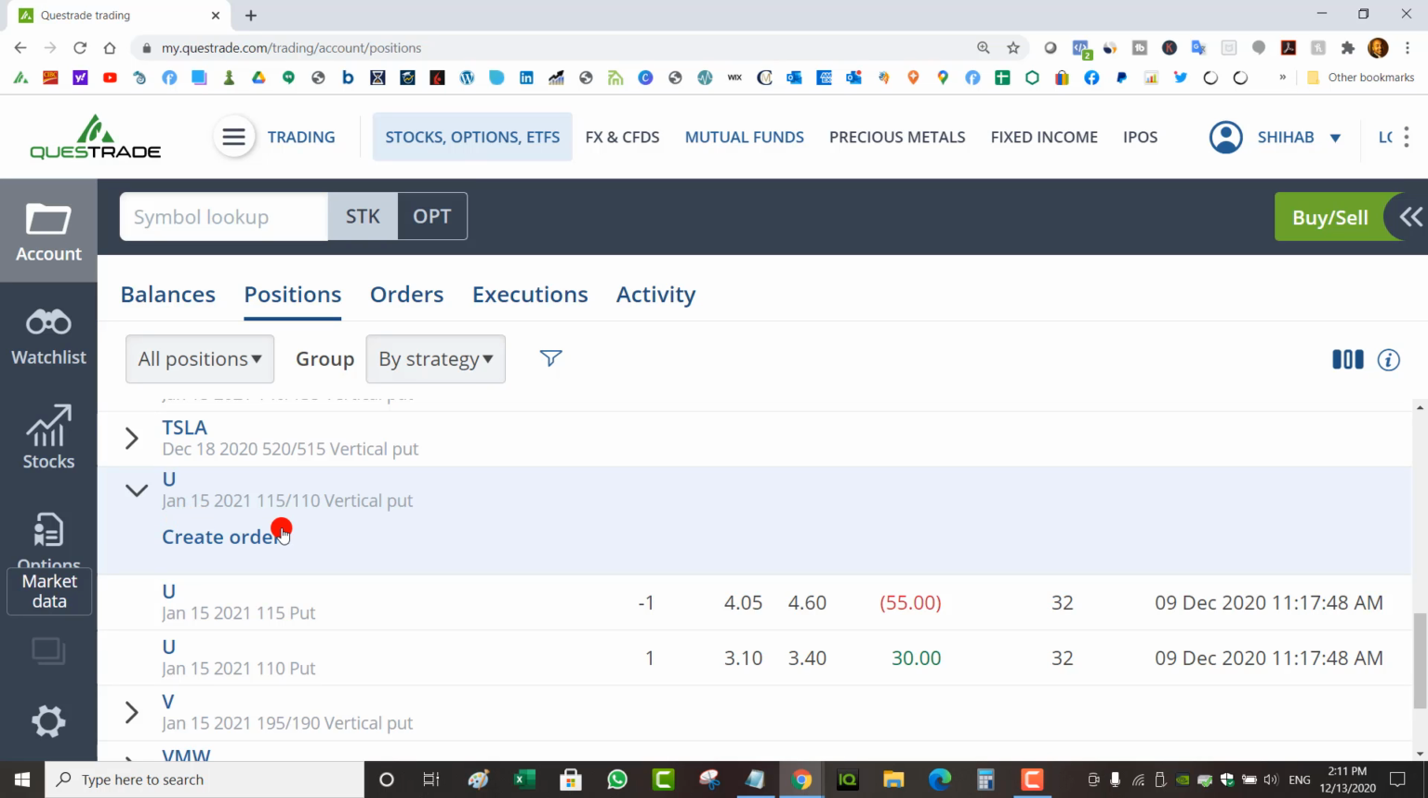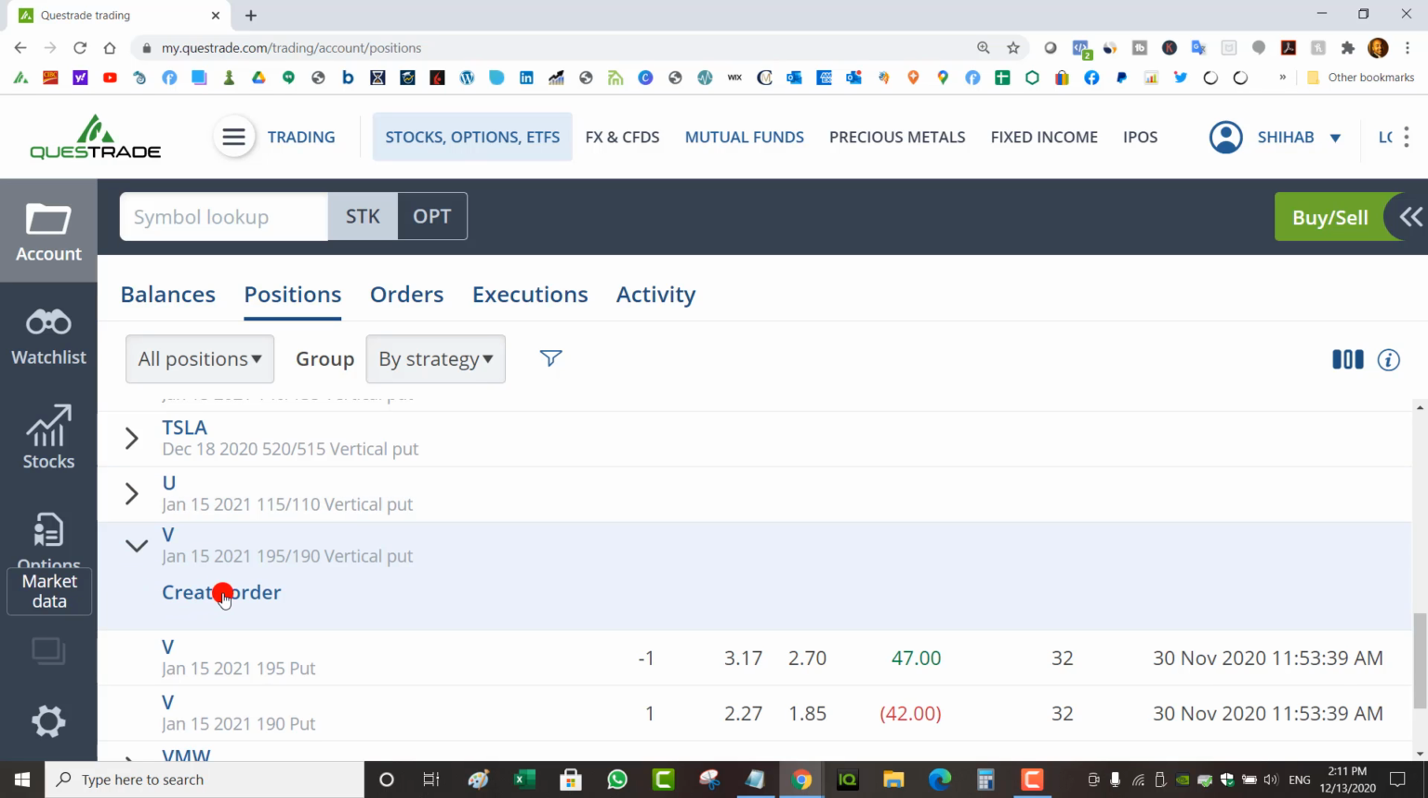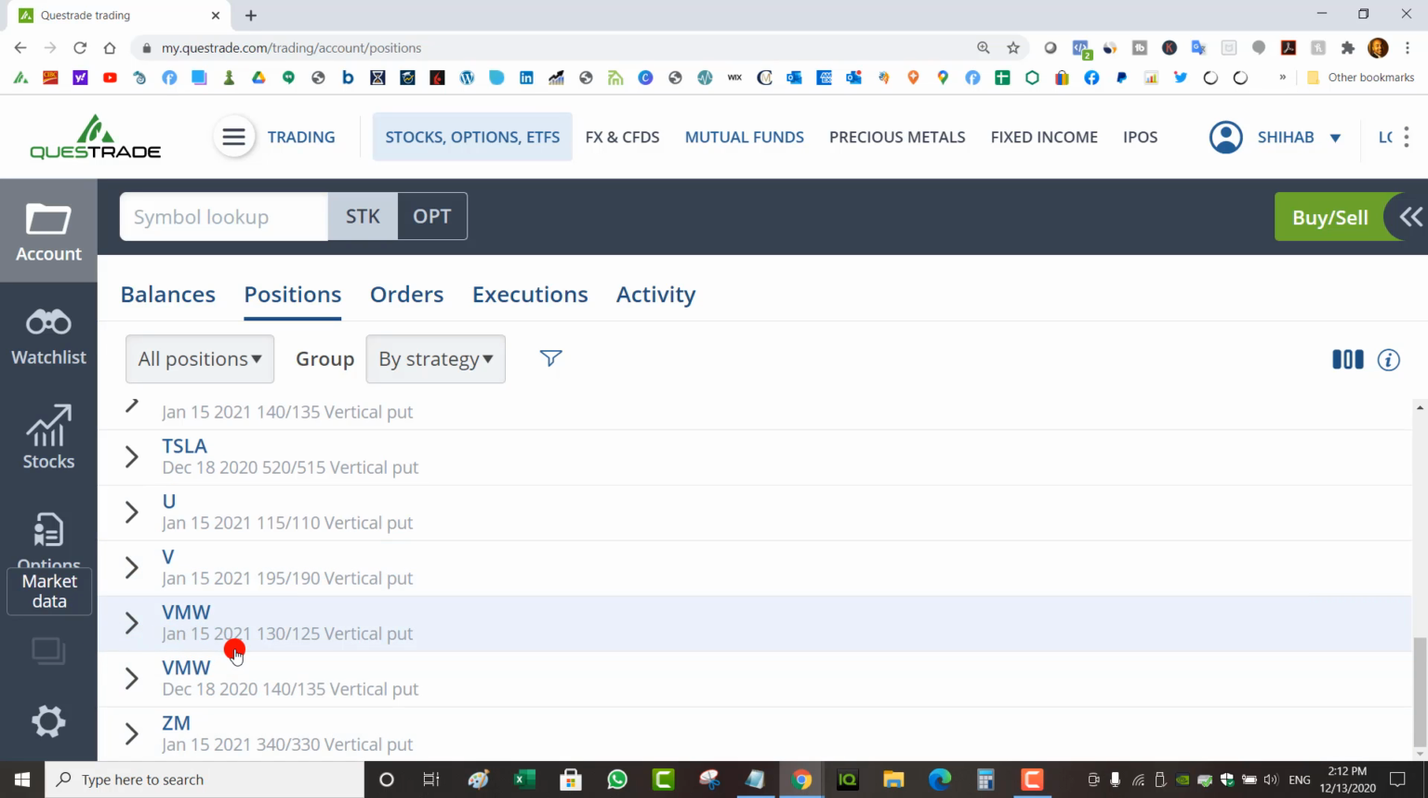Basically, I think Unity's in the 150s right now. I've got Visa 195. Visa needs to stay above 195 by January 15. I think I collected 90 cents. Yeah, I collected 90 cents on this trade. I think Visa is above 200 right now. I've got VMware. I've got two put spreads on VMware.